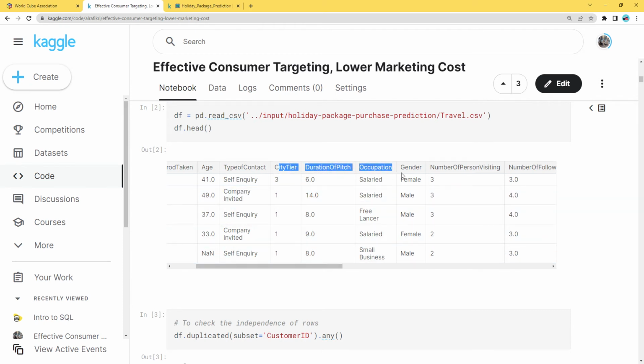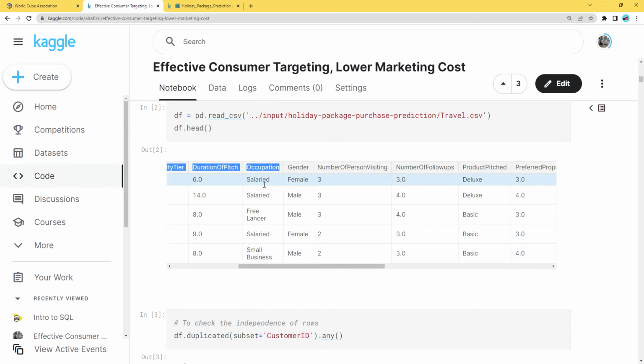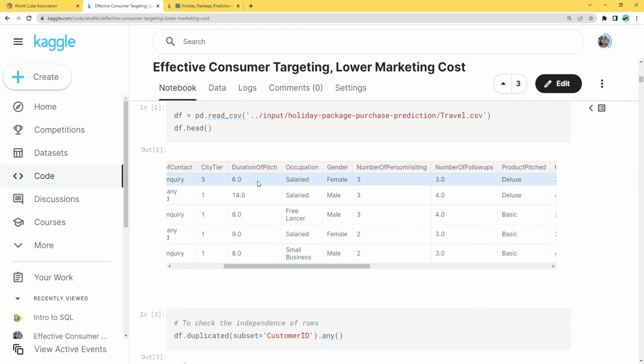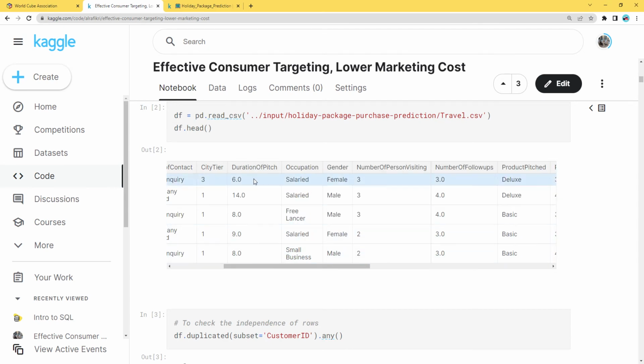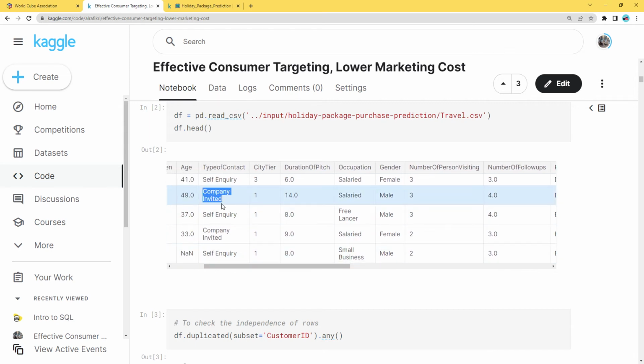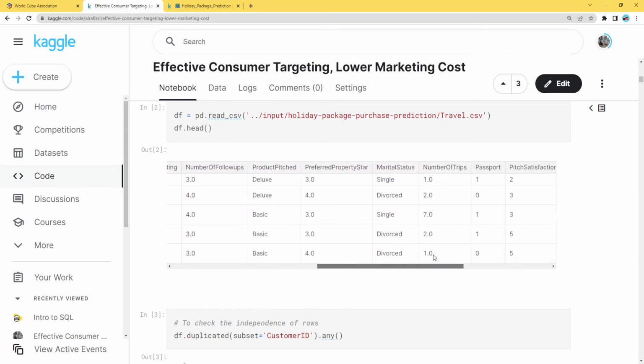Here are the other customer characteristics. Duration of pitch is also interesting, but I don't use it, because it is also relevant to marketing cost: a longer pitch, especially for a company-invited consumer, means the telephone cost is paid by us.